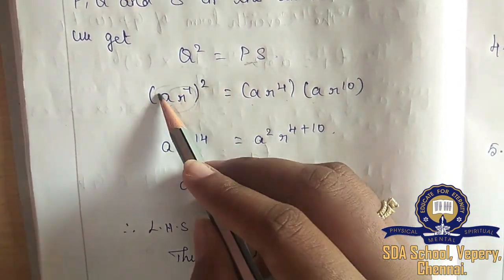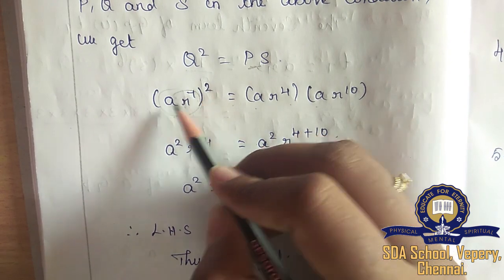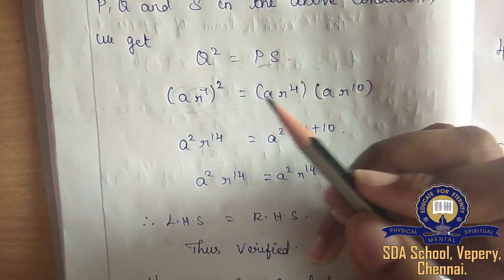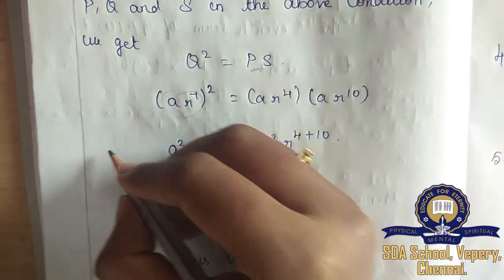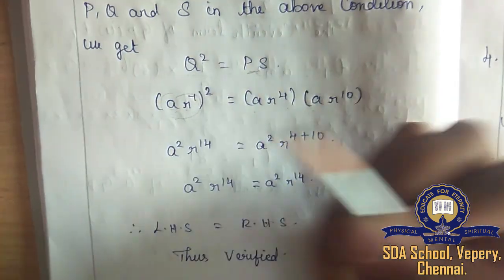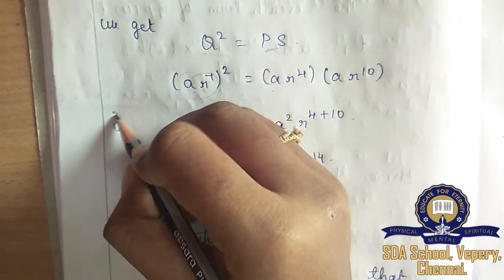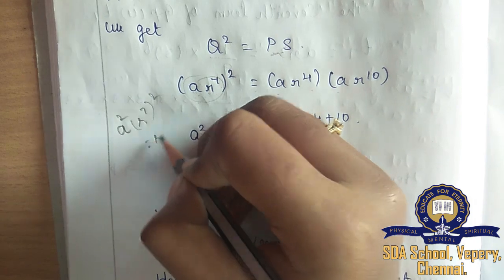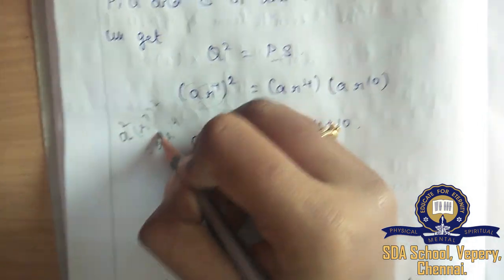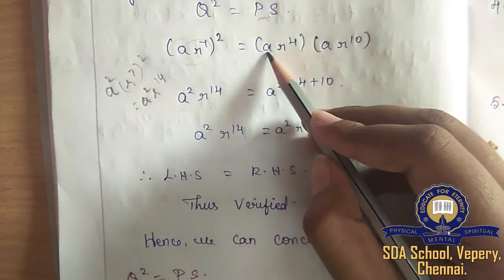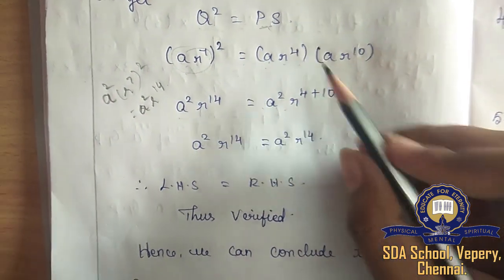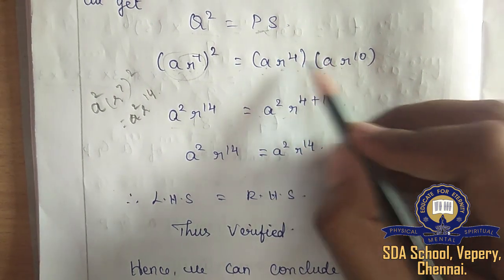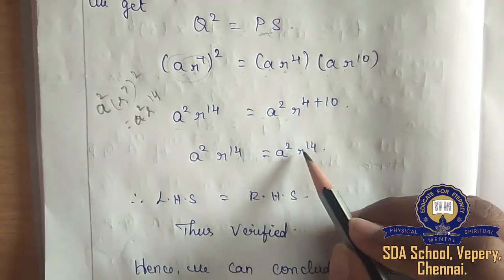So if you take the square, what will happen? A r power 7 the whole square is equal to A square into r power 14, right? Here we have to take the square for each and every term. So if you take the square of A, it will become A square, and r power 7 the whole square is nothing but r power 14. Here A into A is A square, and here r power 4 into r power 10. Since the base is the same, I am going to add the powers. So 4 plus 10 is 14.